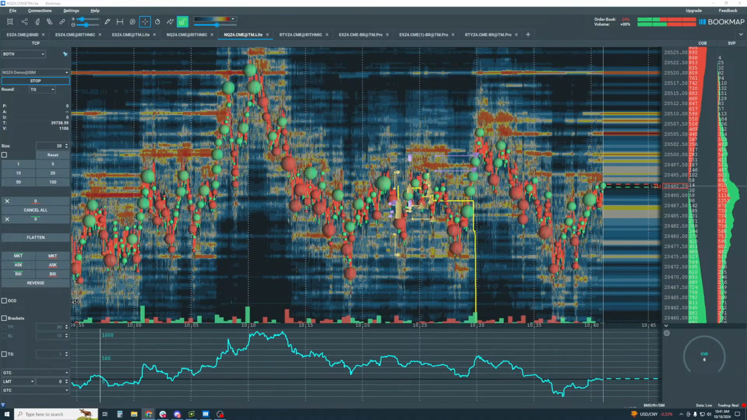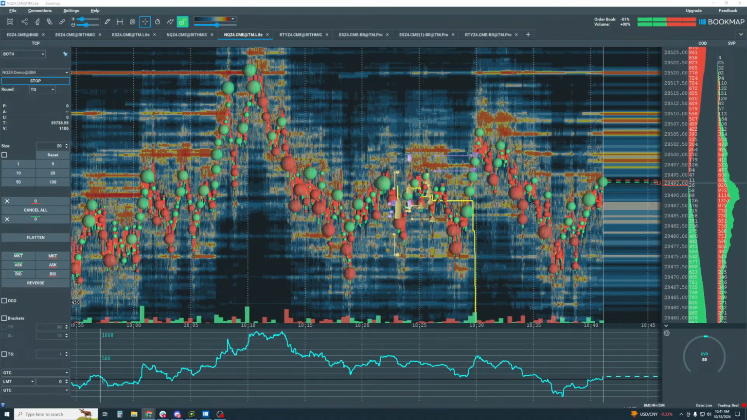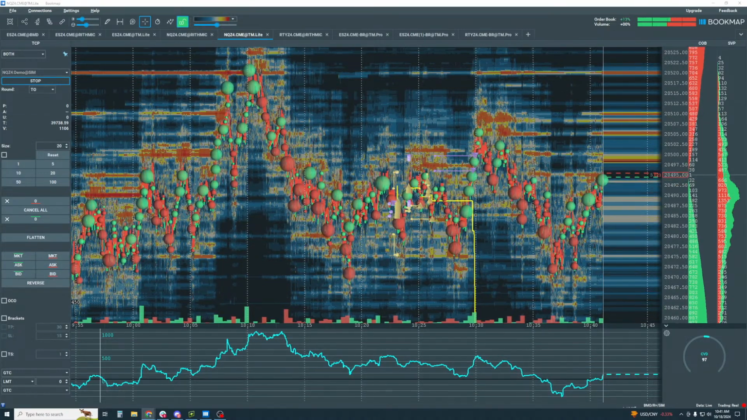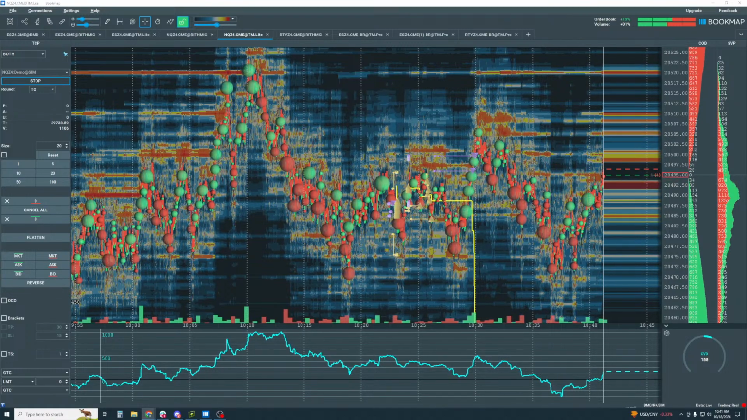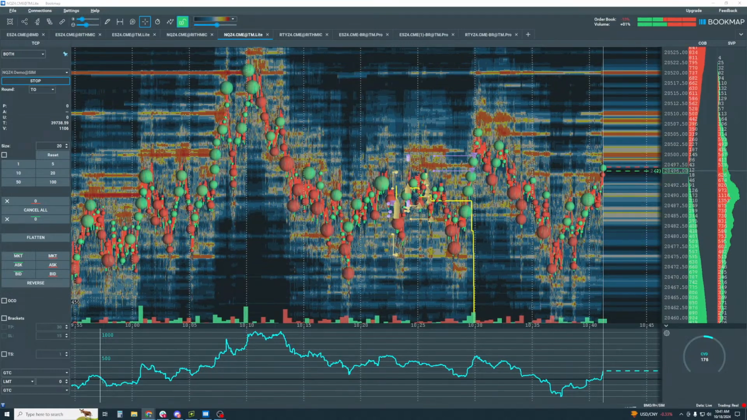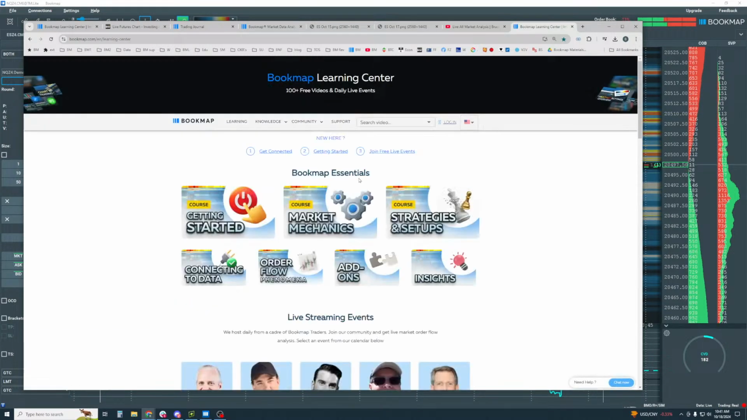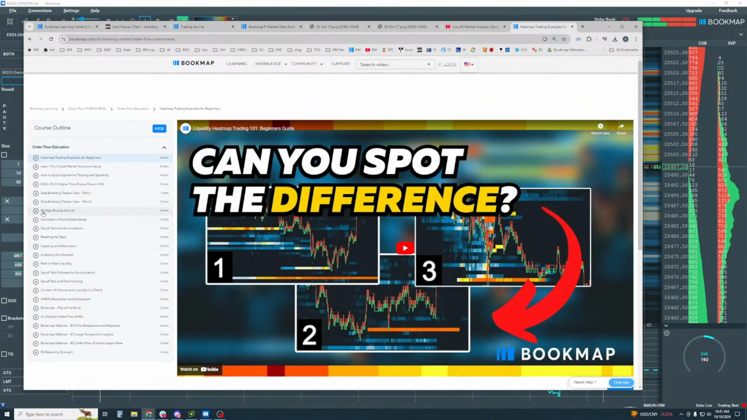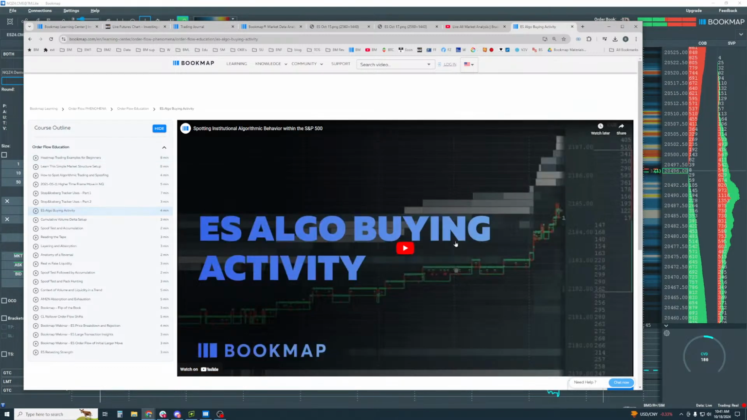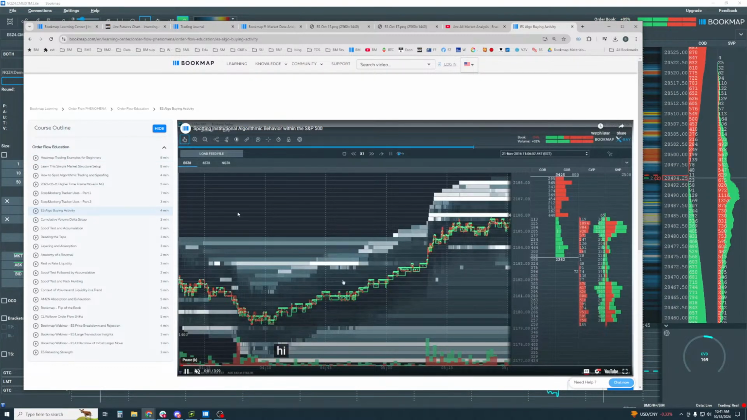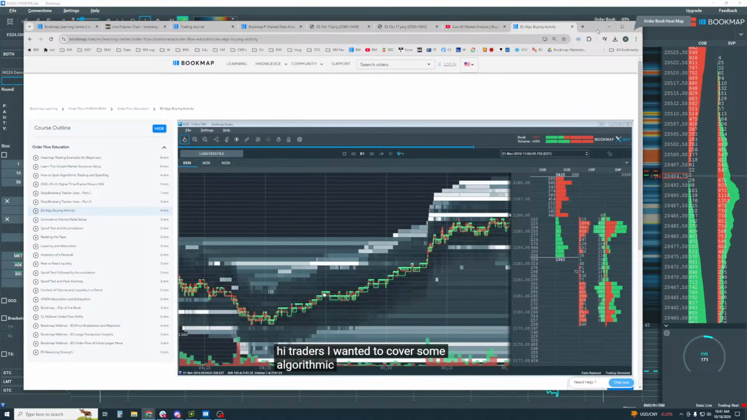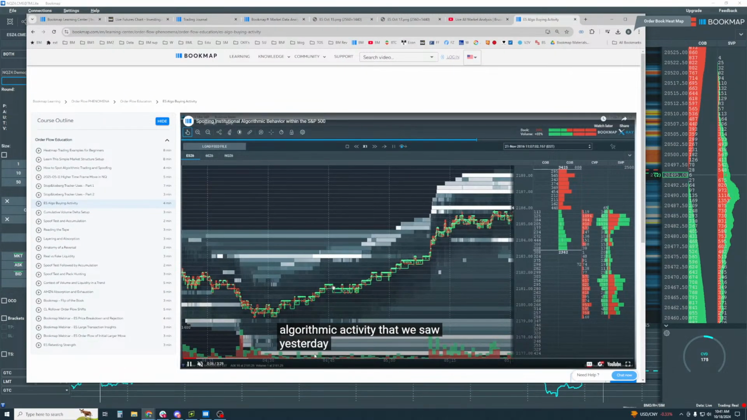Another thing, we can even see it on our YouTube channel, on the Learning Center. Hold on. Go to bookmap.com and let's go to the Education tab, and we'll go through order flow phenomena. It's this one here, ES algo buying activity. I didn't see this at first; I recorded it once it was pointed out to me.